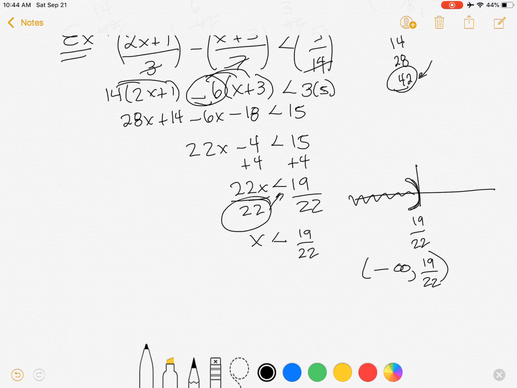Alright, just make sure when you're doing these problems, again, you should be able to check your answer by plugging it in to make sure you've got it correct, or you can pick a number that is in the solution set to plug it in to see whether or not it's true, so make sure you have the shading right.